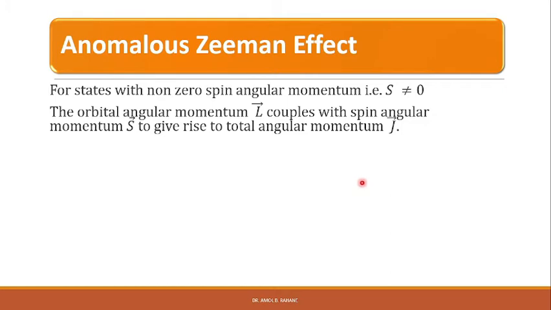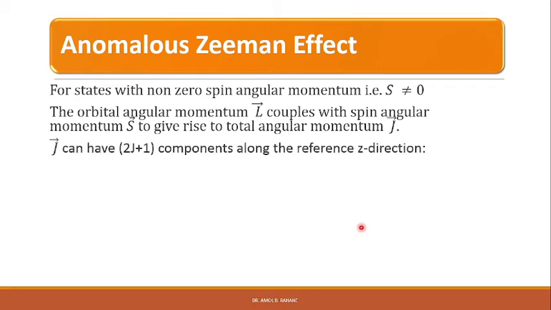The angular momentum J vector can have either integral or half integral components Jz along a reference direction, depending upon whether the quantum number J is integral or half integral. The J vector can have 2J plus 1 components, which are given by Jz equal to J, J minus 1, up to minus J. So the middle values are 1/2 or 0.